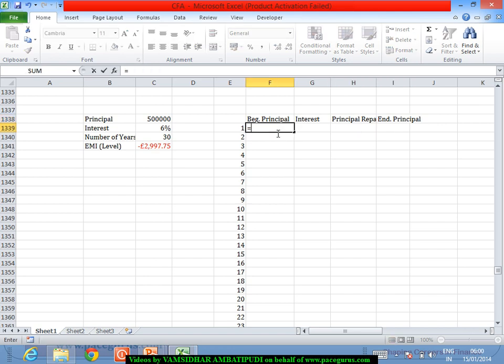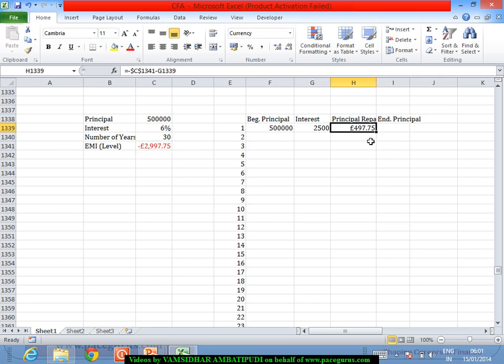So the beginning principal probably is 500,000. The interest which I am paying on it is whatever is the beginning principal that is there. I pay 6% by 12. That is the interest that is being paid for it. And I am paying an EMI of minus 2,997. So the remaining 497 is going towards the principal repayment. So I am subtracting the interest portion from it.